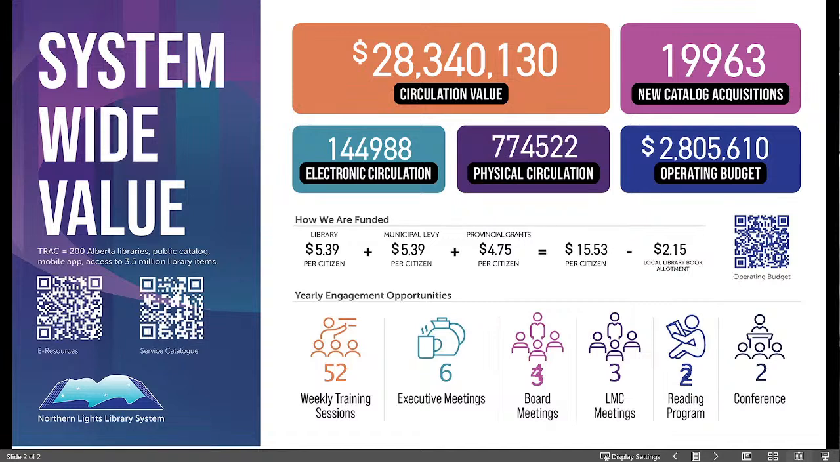We're grateful for your support as we've worked with the province to try and get some more funding. They did come to the table in 2023. We moved from $4.70 per resident to $4.75 per resident for the system. Your libraries also got a pretty nice increase on that grant. So we're grateful for your support in writing letters to the province in support of that increase. But that is my report. If you have questions, I'm happy to answer them.